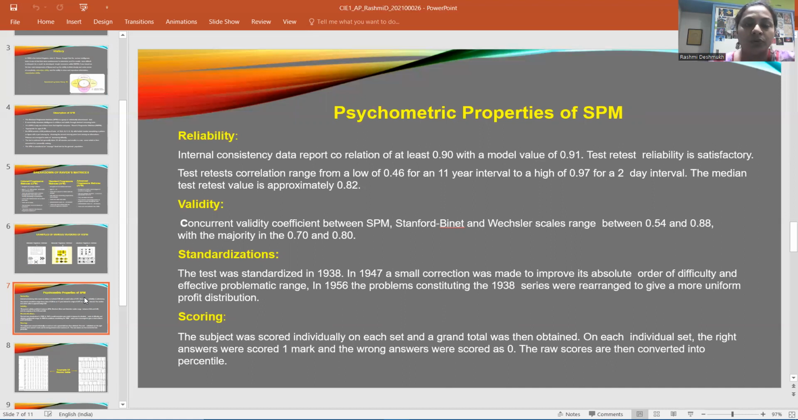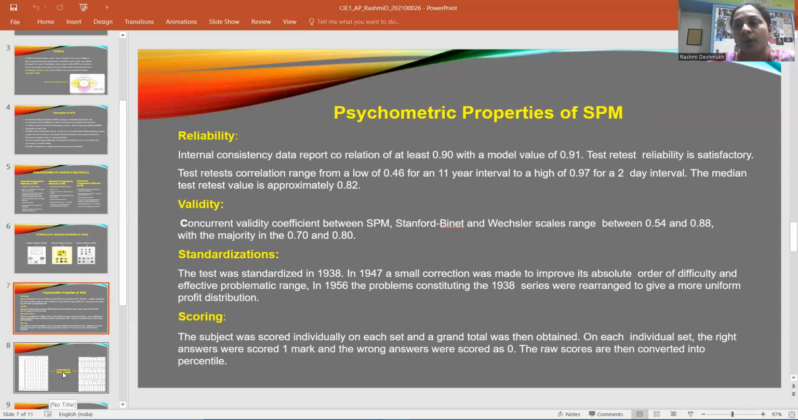Then we move on to the scoring part. The subject is scored individually on each set, and a grand total is obtained. Every right item that has been answered gets 1 mark, and every wrong answer gets a score of 0. The raw scores are then converted into the percentile.